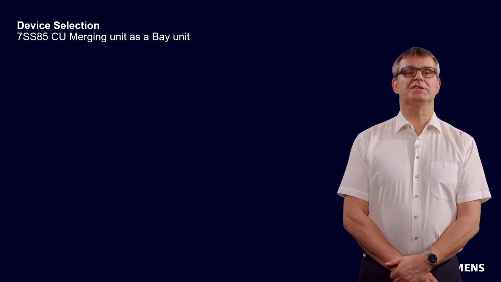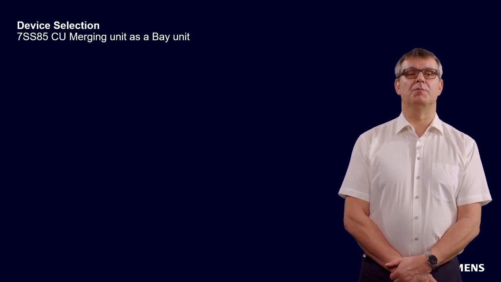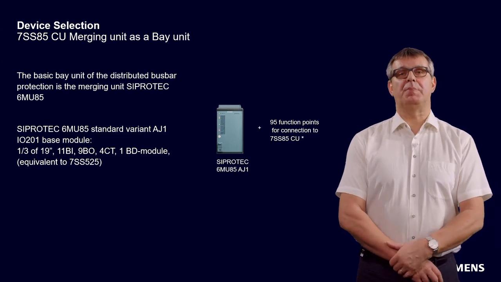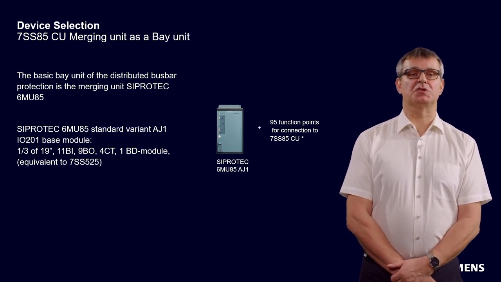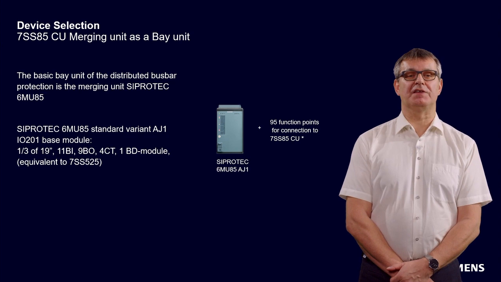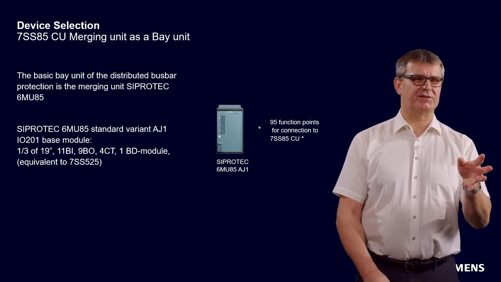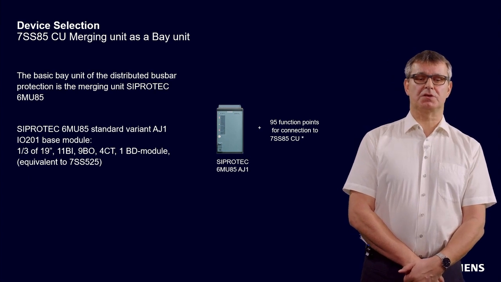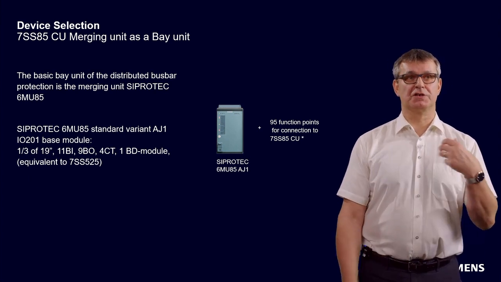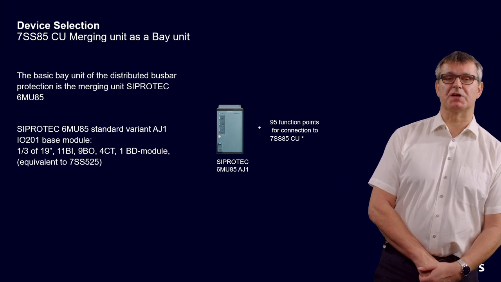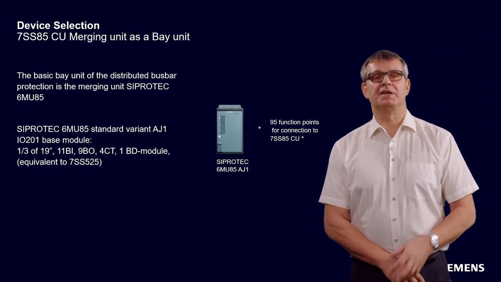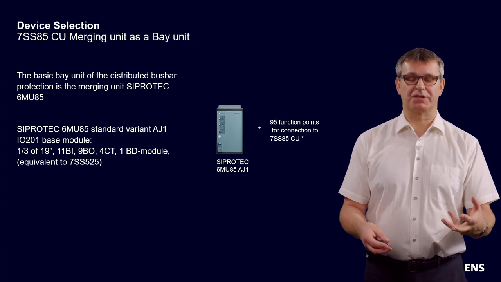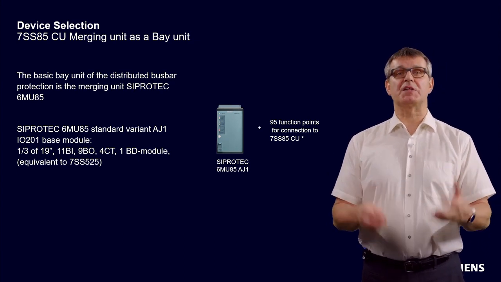Some words about finding the correct merging unit as a Bay unit. The dedicated Bay unit for the distributed busbar protection in the first step is the 6MU85. And when I remember correctly, more than 50% of the audience already knows the 7SS52 busbar protection system quite well.